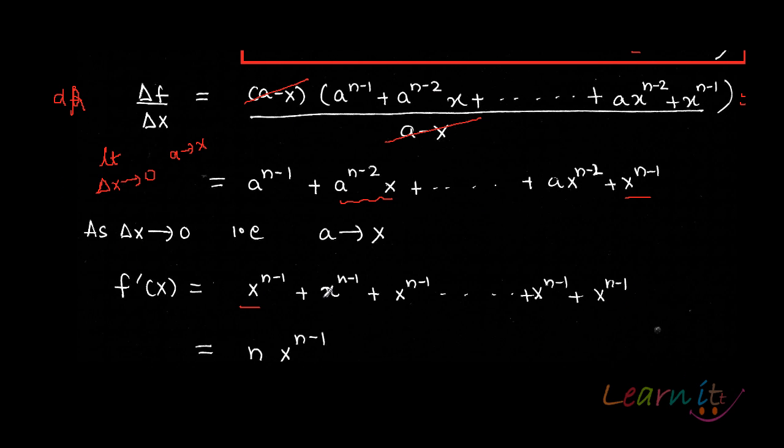It will give me x to the power n minus 1, again x to the power n minus 1, because the powers get added. So n minus 2 plus 1 will give me n minus 1, and so on and so forth till n places. This will happen in all n places. So n times x to the power n minus 1 is what we get as f dash x.